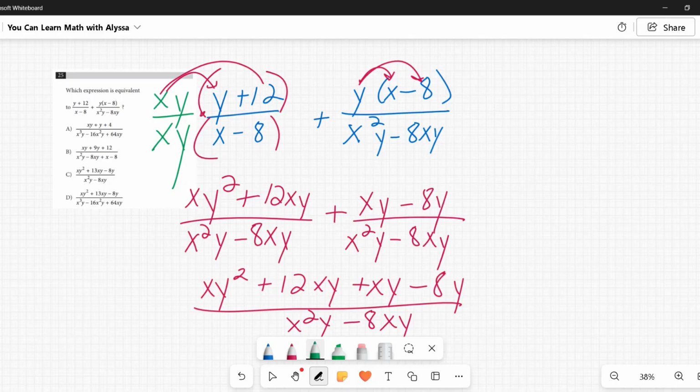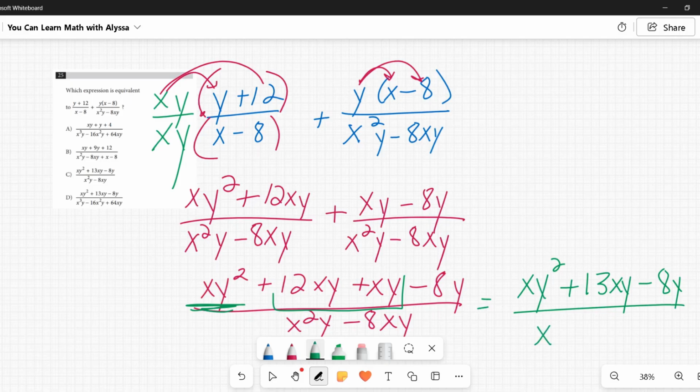Okay, there's only one xy squared, so it doesn't change. It just stays xy squared. Then 12xy and 1xy. How many xy's do I have? I have 13 xy's. And then that minus 8y, it just stays the same. You have that x squared y minus 8xy on the bottom. So xy squared plus 13xy minus 8y over x squared y minus 8xy, and that is C.